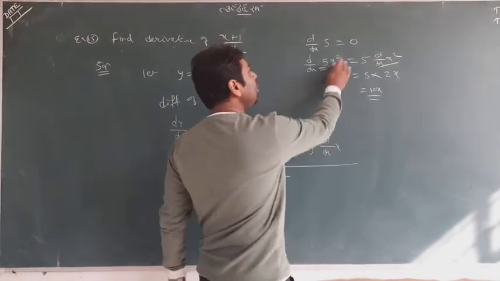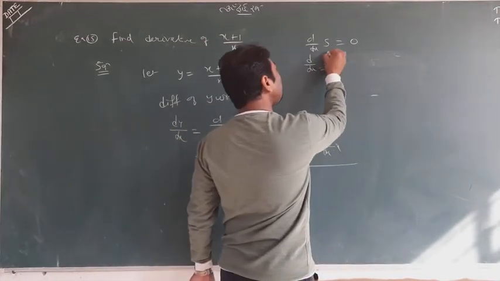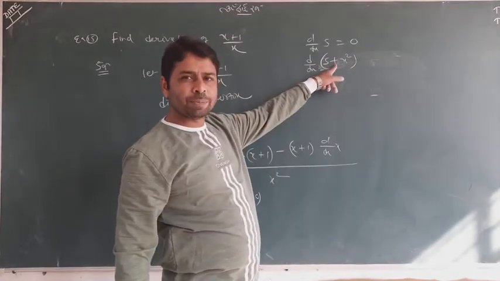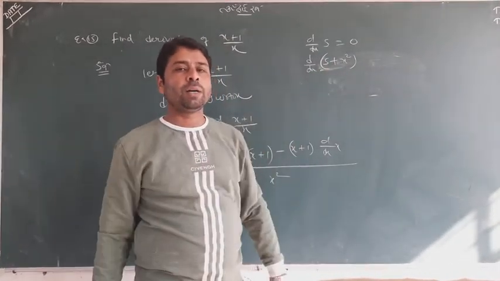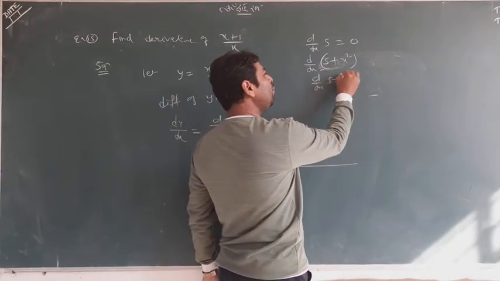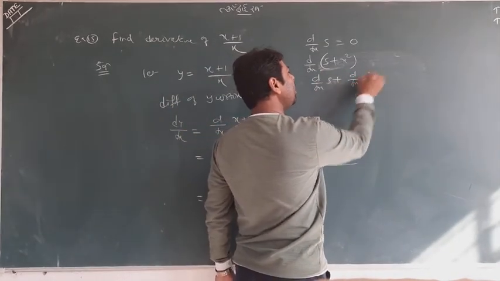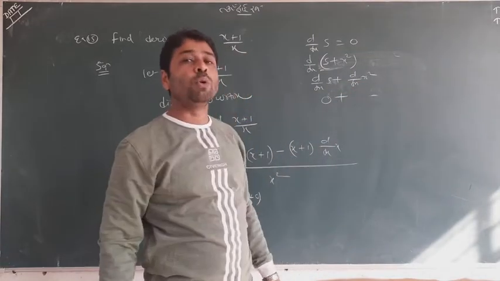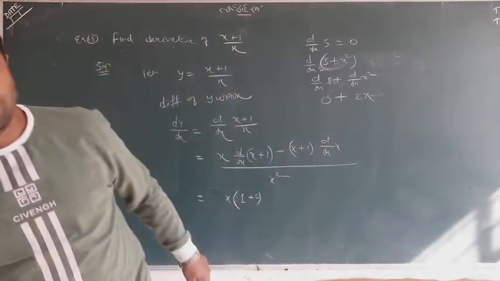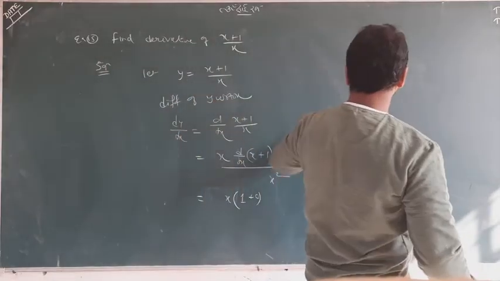But if it is 5 plus x square, this time it is a plus sign. So d by dx will separate across both of the functions. d by dx of 5, d by dx of x square. The first is going to be 0 because it is alone, and x square gives 2x. That is the formula. So this was all about the differentiation.